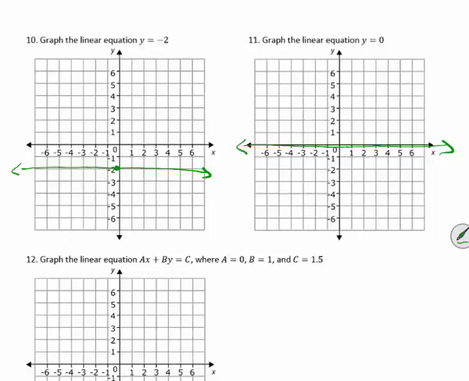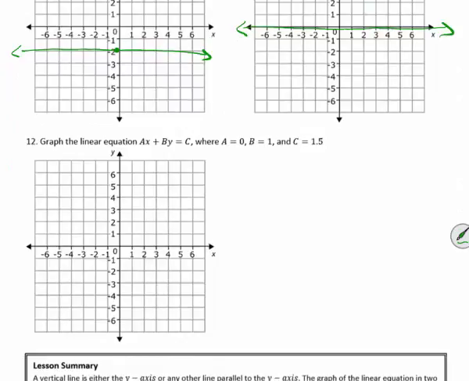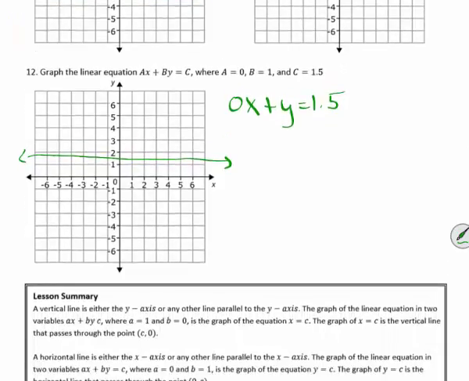All right, another one. So I'm going to have 0x plus y equals 1.5. So my x's are gone. So this is a horizontal line at about 1.5. So it can go in between those two things. And there's your equation.